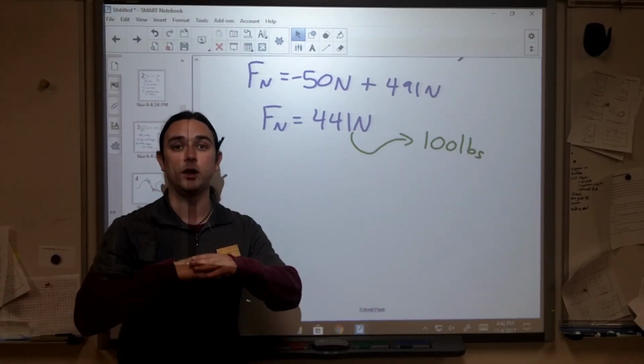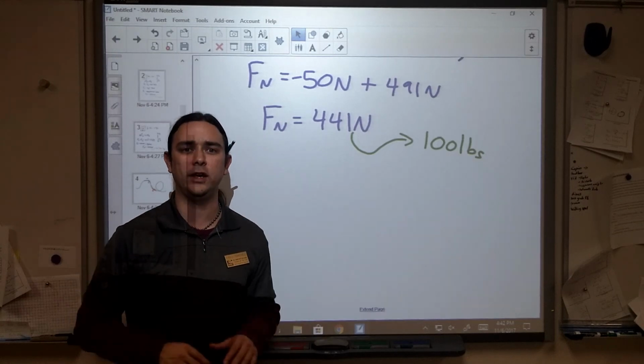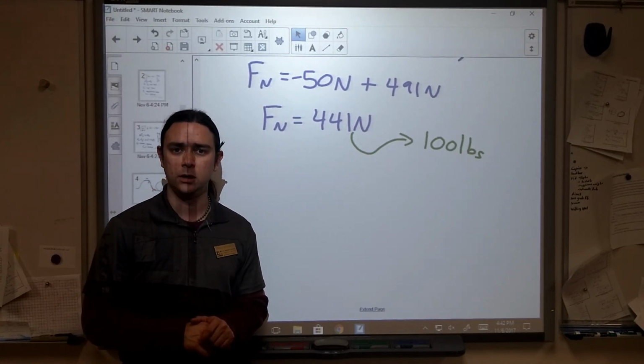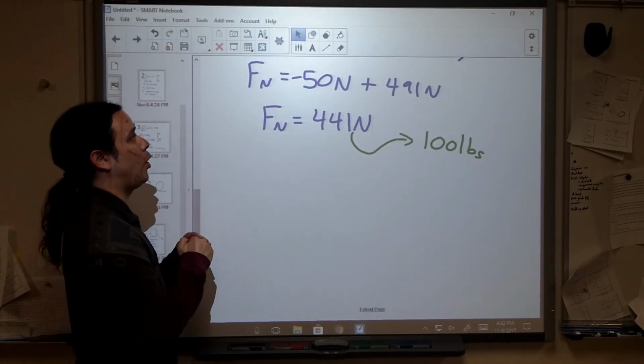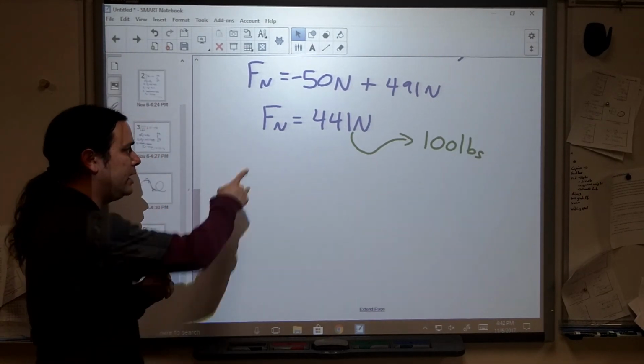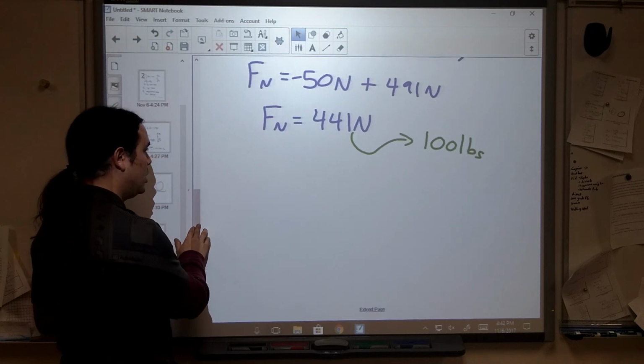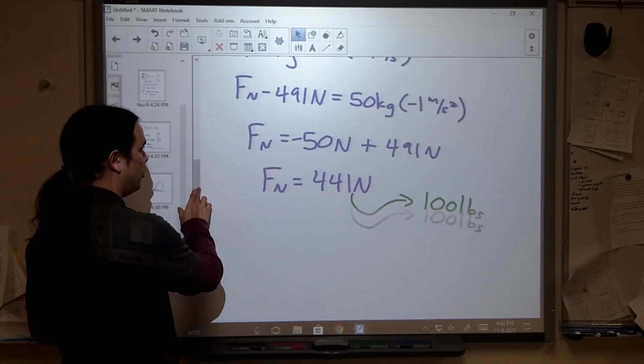This explains why when the elevator starts going down, you feel like you're floating a little bit. Or when it's slowing down, going upward, you get that same feeling. This is the explanation for it. What you're actually feeling is the normal force.